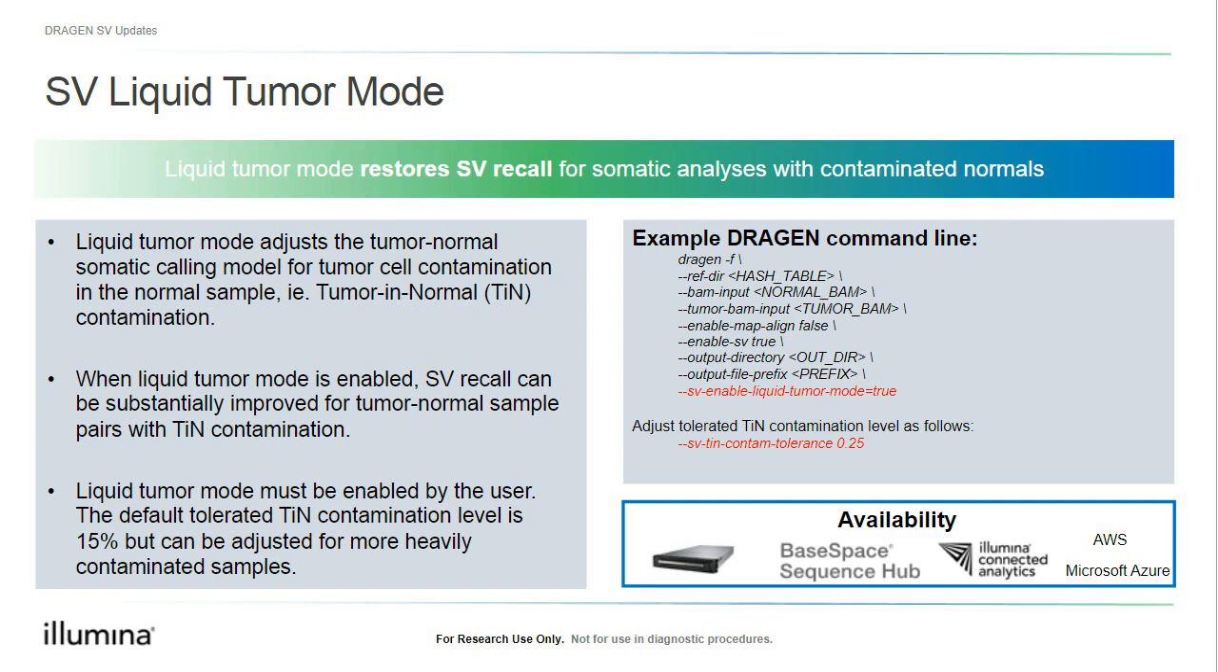So if you have liquid tumor samples and you are aware of contamination in those samples, then you can enable this mode. The default level is 15%, but it can be adjusted if you have more contaminated samples. The command line to enable this is fairly straightforward. You turn on this feature by setting the liquid tumor mode to true. And if you want to adjust the tumor-in-normal contamination tolerance, then you can set it with this option as well. We are giving an example of 25%; the default level is set to 15%.